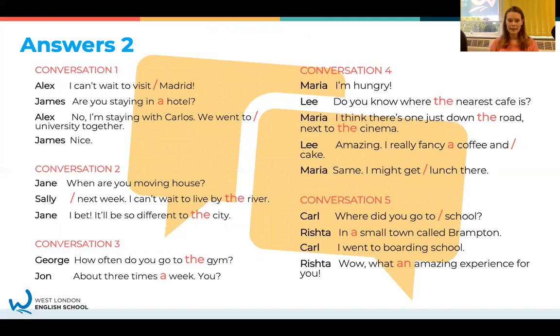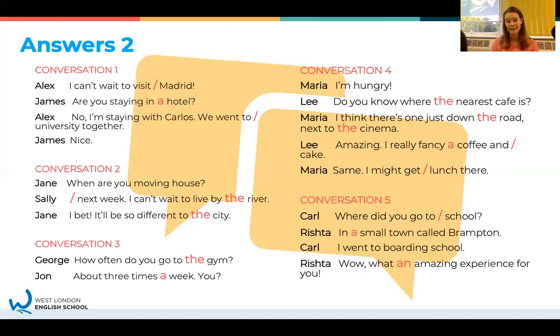Okay, here are the answers. Let's go through it. So, I can't wait to visit Madrid. Why is there no article? Because it's a city. With cities, we don't use an article. I live in London. Not the London, not a London.